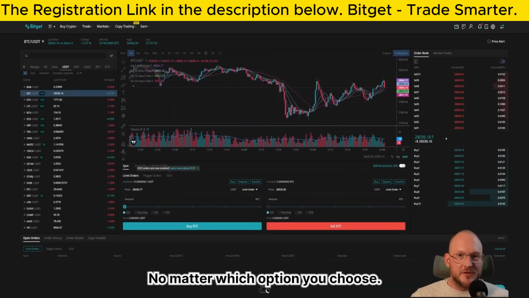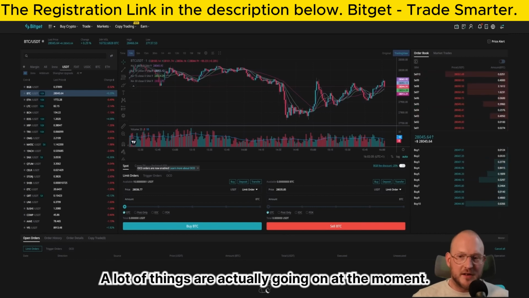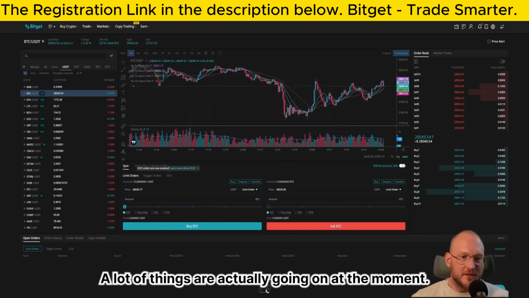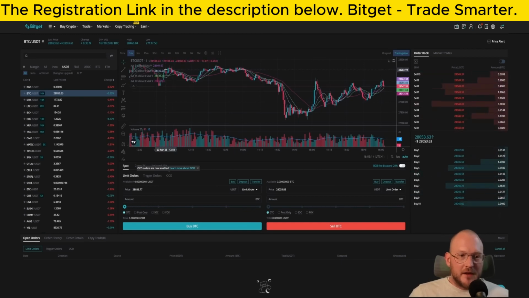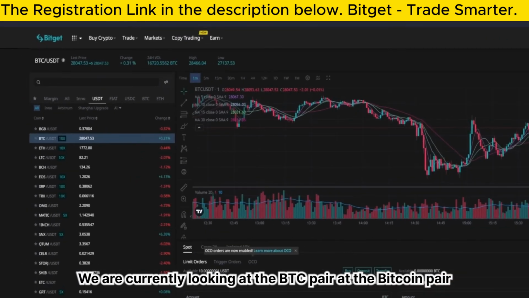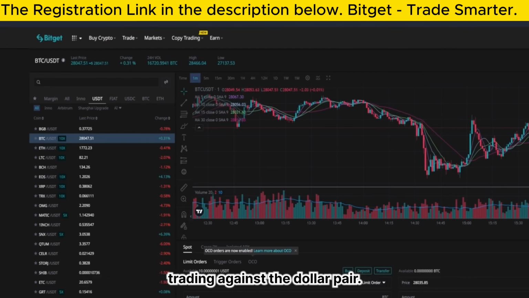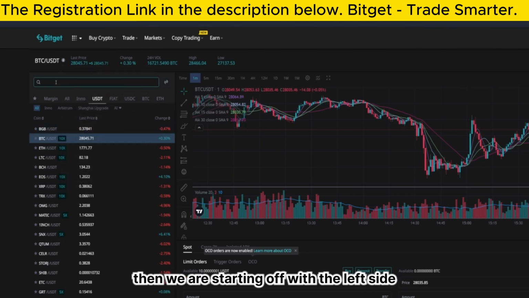No matter which option you choose, a lot of things are going on at the moment, so let me clarify a few of them. We are currently looking at the BTC pair, the Bitcoin pair, trading against the dollar. Now, if we want to trade a different pair, we start off with the left side, where we can specify what pair we would like to trade.